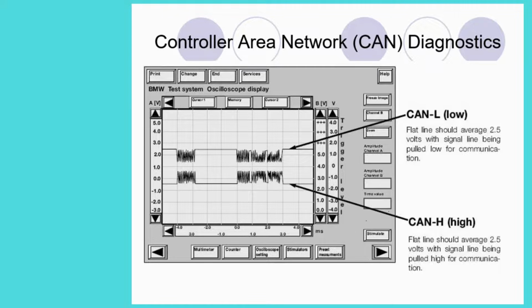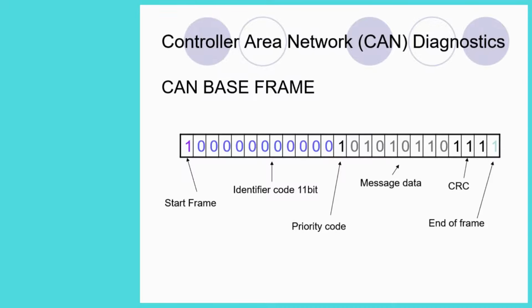This is referred to as a balanced line transmission. The signals are inverted at the start and end of the transmission. This results in good noise rejection. 4 CAN words are shown in the display. This diagram shows a CAN base frame. This shows the typical data present in each CAN word.